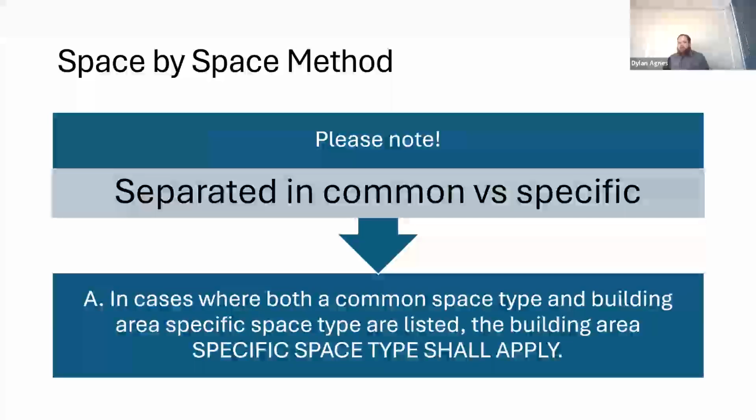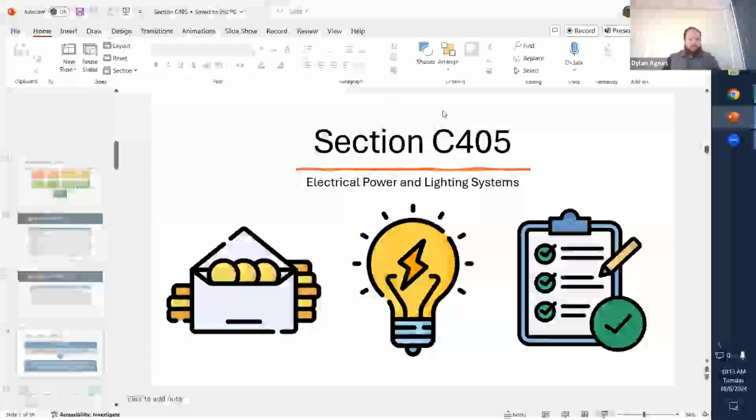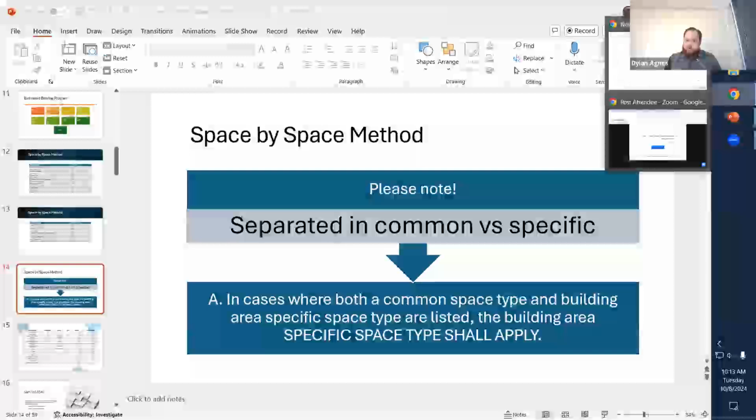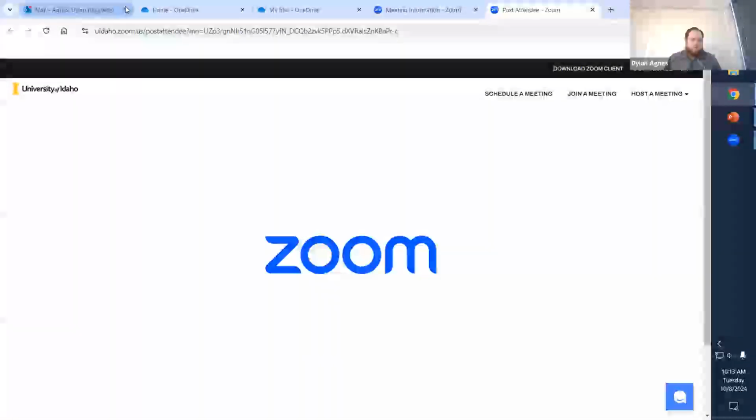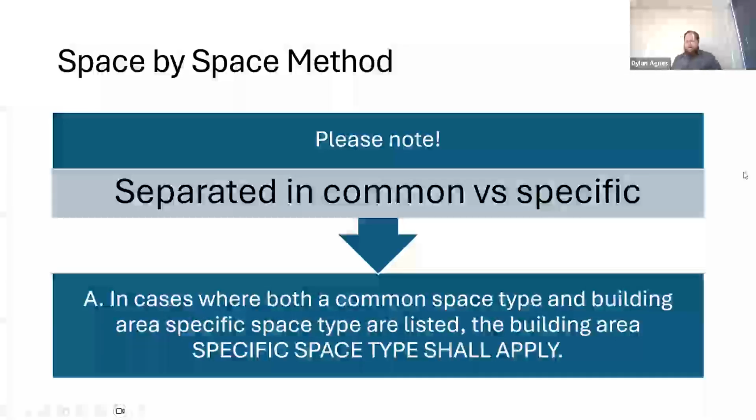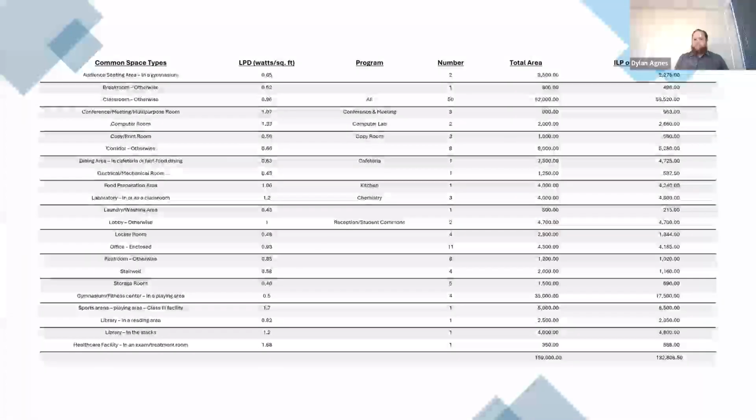And as I mentioned, they're separated into common versus specific. Specific, that's going to be the point. The specific space type shall always overrule the common one. So here's what I like to do, either in Revit or Excel. Just make a table, lay it all out, have Excel do the math for you across the board, figure out the area, and then that's your LPD, or watts allowed per space type.